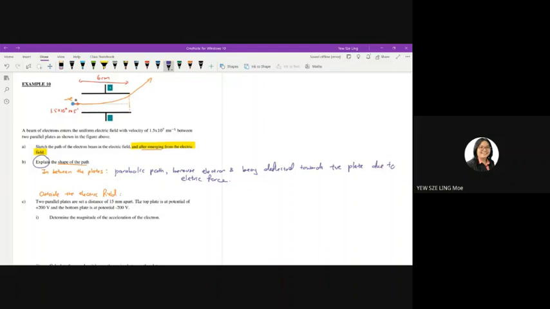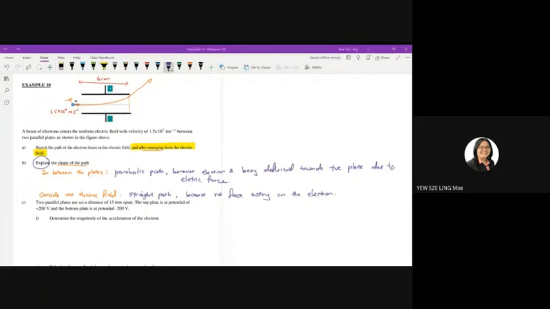And what happens outside the electric field or outside the plate? It is a straight path. So why a straight path? Because there is no force acting on the electron. That is how you explain the shape. You tell the reader what the shape is first, and then you explain why. Why is it a parabolic shape? Why is it a straight line shape?